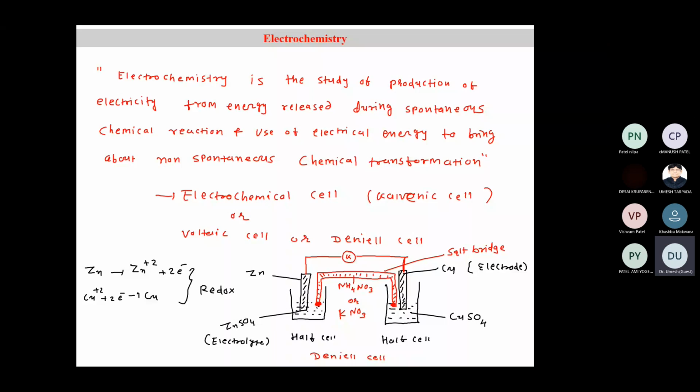Now in this cell, Zn undergoes oxidation and releases electrons. The electrode where oxidation takes place is called the anode. And the electrode where reduction takes place is called the cathode. The anode generally has positive charge, and the cathode is a negatively charged electrode.